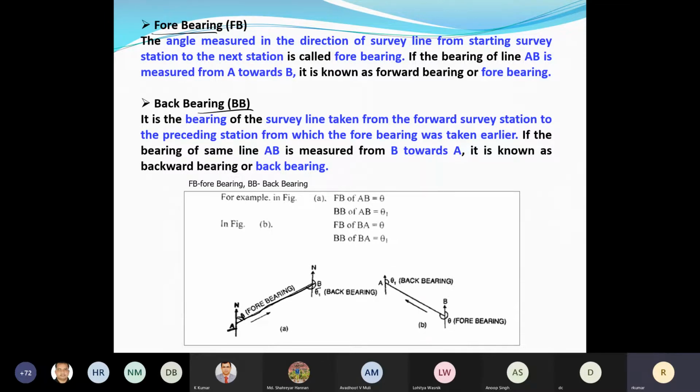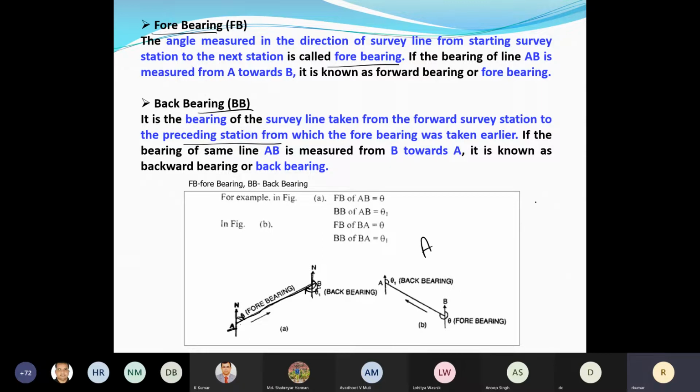If I'm putting the instrument at B and again sighting A, then it is called the back bearing. It means BA. So the fore bearing is the survey line from the starting survey station to the next station. It means the direction of the surveying. I'm going A to B, so it is a fore bearing. If I say back bearing, it means taken from the forward survey station to the preceding station. It means B to A. So then what will be theta 1? From north to this line. I hope you are getting this point.